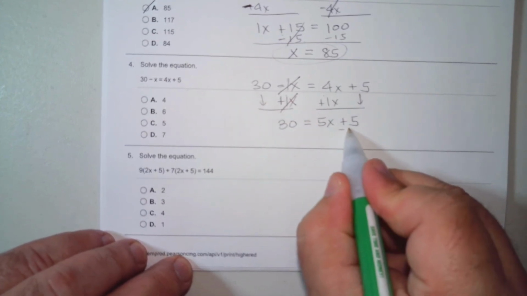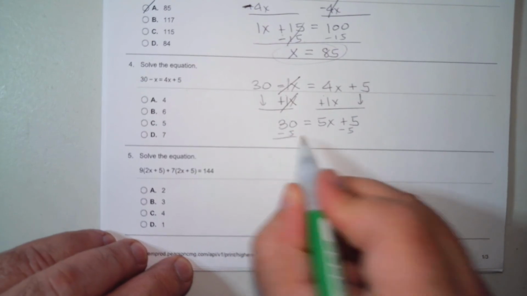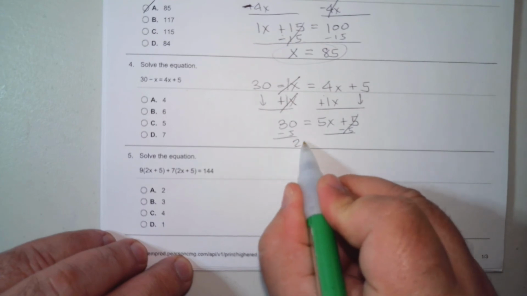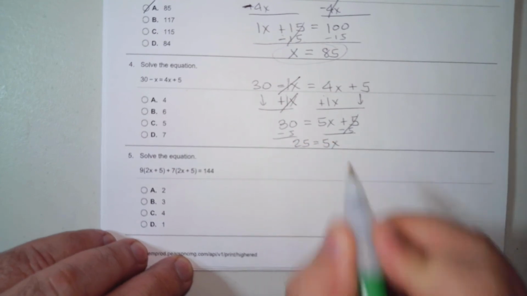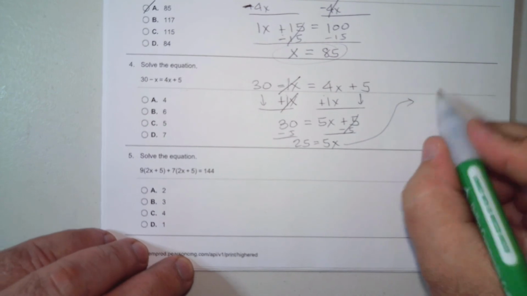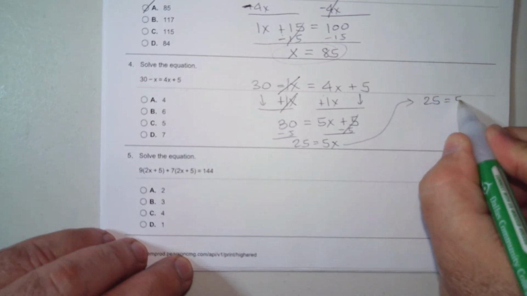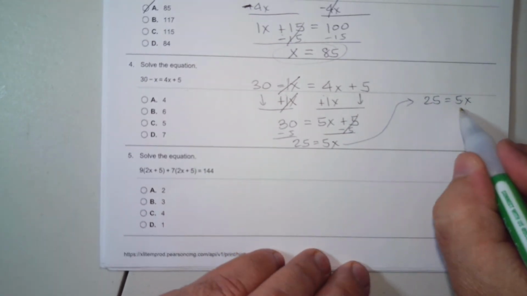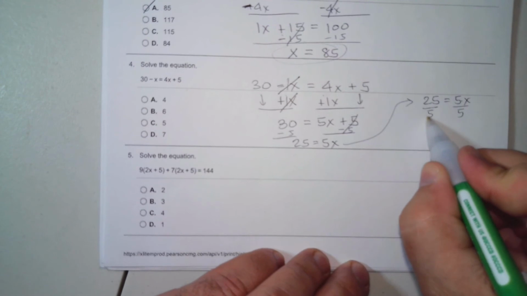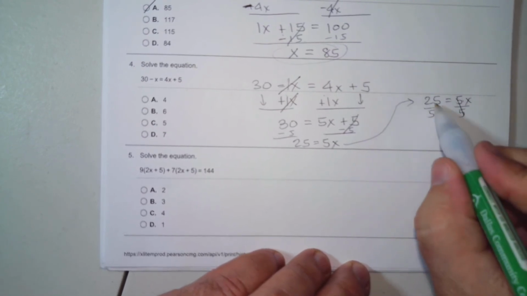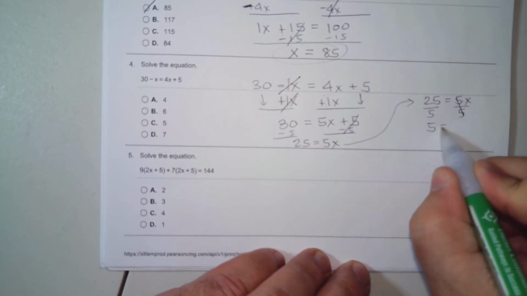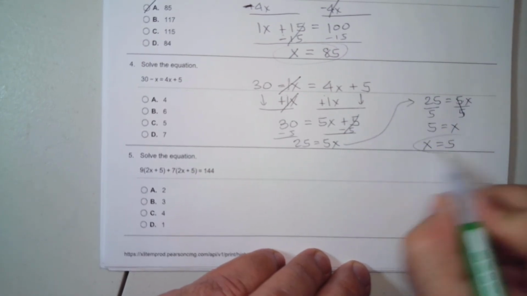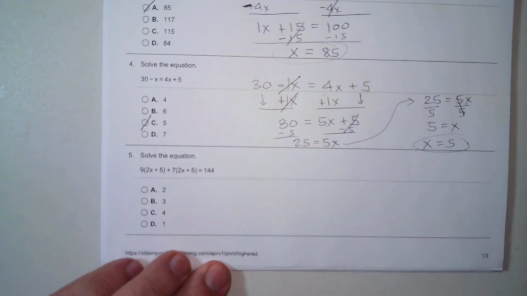So I have to get rid of the plus or minuses first. So I subtract 5 from both sides. 30 minus 5 is 25 equals 5x. More space up over there. Now to get x by itself, since these are multiplied, I divide both sides by 5. 25 divided by 5 is 5 equals x. So x is equal to 5. C.